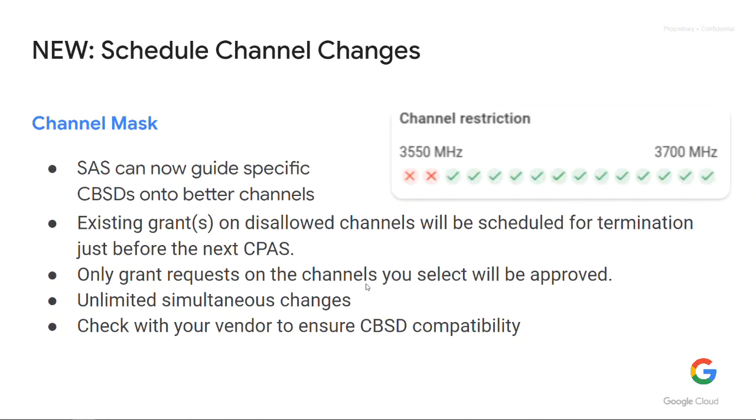This is great because it allows you to change a virtually unlimited number of channels simultaneously. I suppose it's limited by the number of devices, but we're Google, so we scale super high, and there's no limit to the number of devices you can change at once. We do suggest you check with your vendor to ensure that your particular CBSDs are compatible with this approach, but what we found is that most vendors support this right out of the box. And as you know, most vendors are already testing with Google SAS. But we encourage you to check with your vendor, of course.